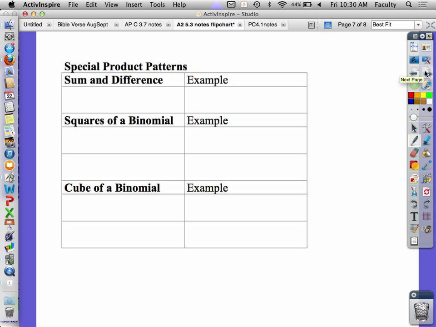Having said that, now go back to your notes. Leave this paper nearby because we'll come back to it. But here's your sum and difference. A plus b times a minus b is a squared minus b squared. So if I have x plus 4 times x minus 4, it's x squared minus 16.